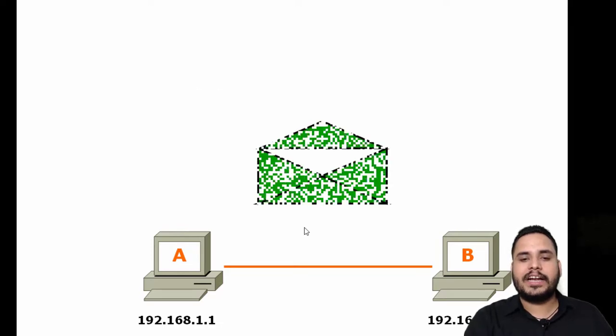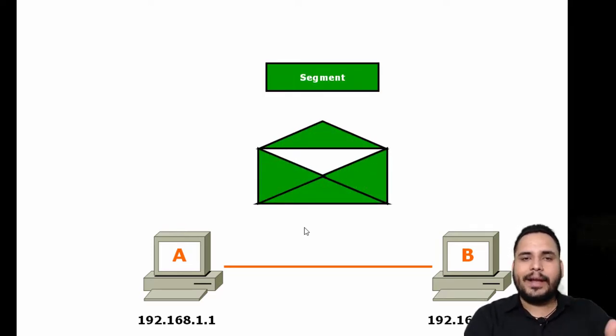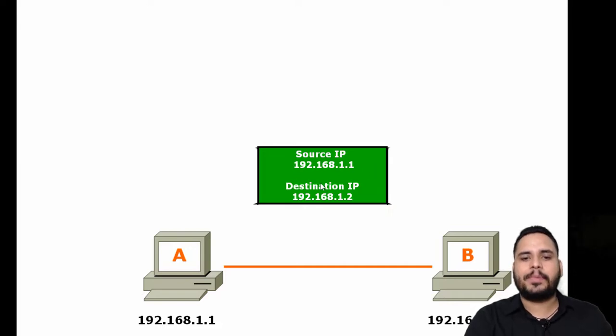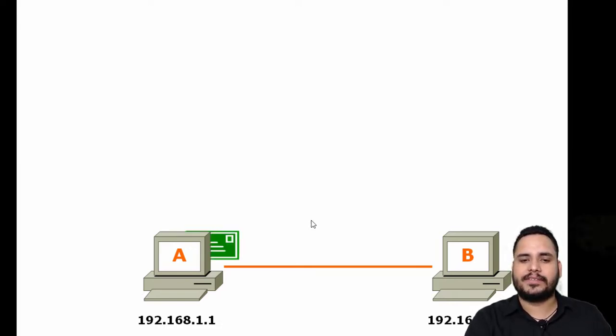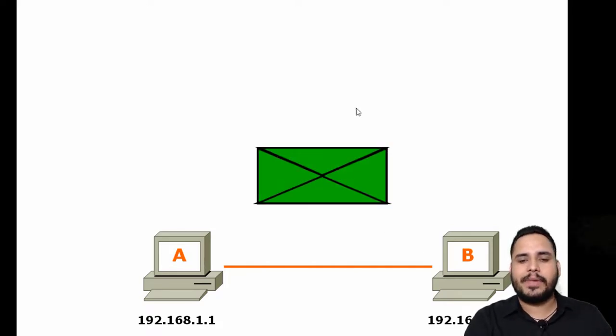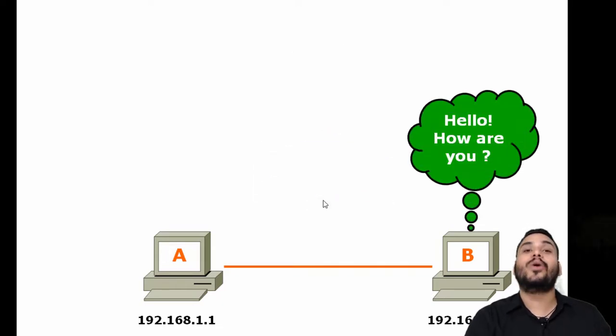So when data is sent from A to B, it will take one packet. The segment is in the packet, and on the letter you can understand the source IP is this and the destination IP is this. Now the routed protocol is used to send the data traffic to B. Now B checks this message, he opens it, and his segment is there. Hello, how are you? So he can reply back.